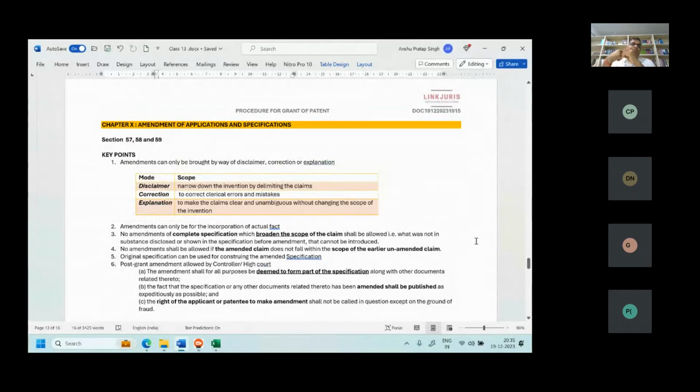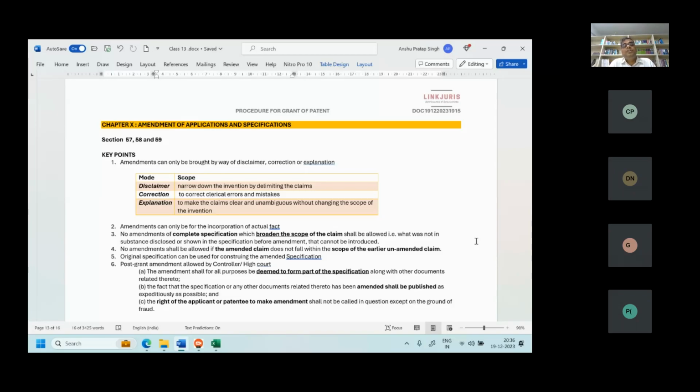See, amendment of application and specification. 57 talks about how amendment will be done with the permission of controller. 58 talks about how amendment will be done with the direction of High Court. And 59 talks about what can be done in the amendment. Now 57 key points are simple.